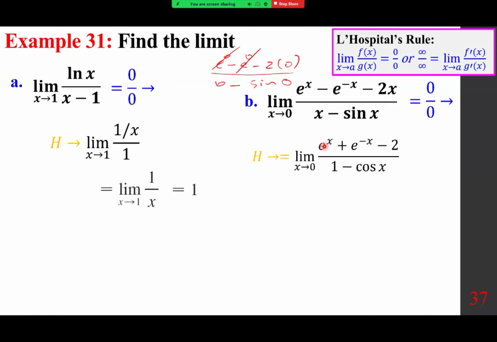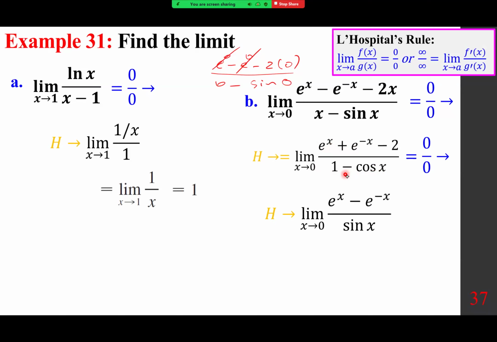If you plug in, you get 1 and 1. 2 minus 2 is 0. 1 minus cosine of 0 is 1 minus 1, or 0. So you have to show it's 0 over 0. So we're going to do it again. This gives me itself, and this gives me minus e to the power minus x. 1 minus cosine gives me negative sine. With this negative becomes positive sine x. Let's plug in. If I replace it with 0, e to the power of 0 minus e to the power of 0 is 0. Sine of 0 is 0.